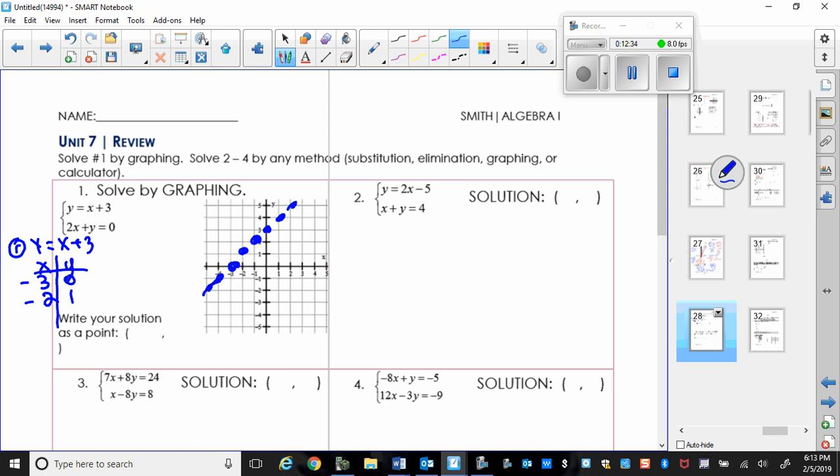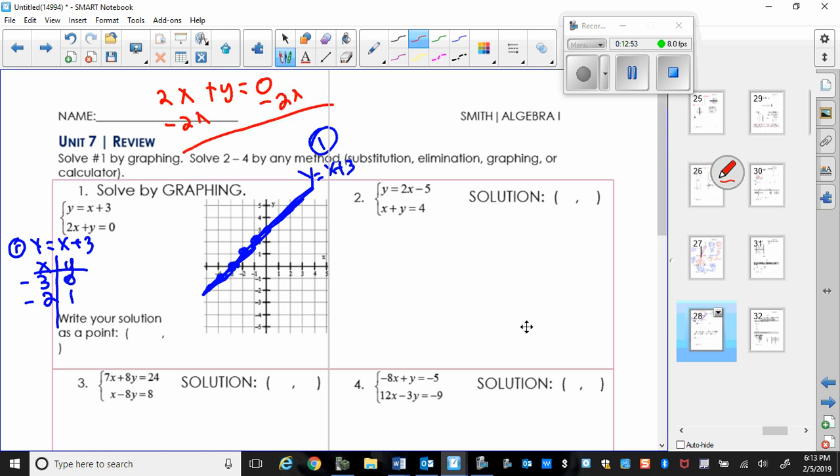Okay? So here's my first equation. This is y equals x plus 3. This is equation number 1, right? What about equation number 2? Well, is y by itself? No, it is not. So I'm going to subtract 2 x's on both sides, right? I get y equals negative 2x, period.